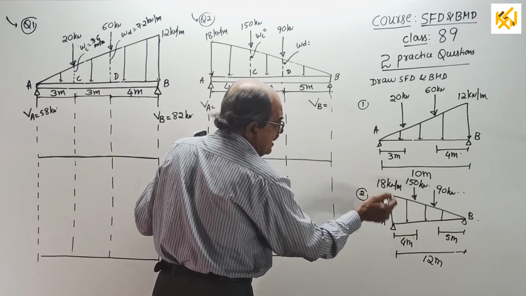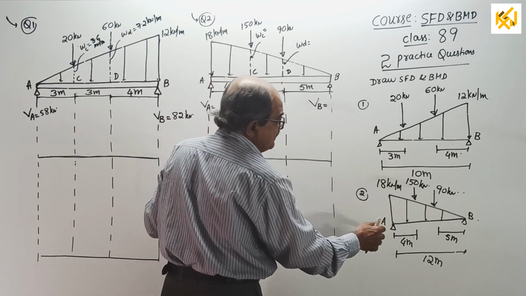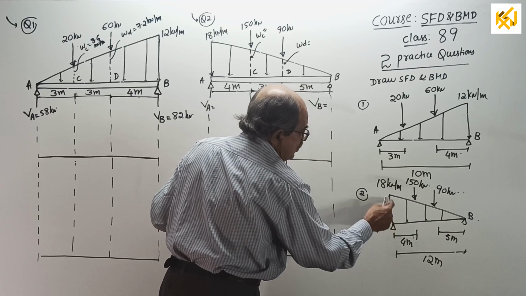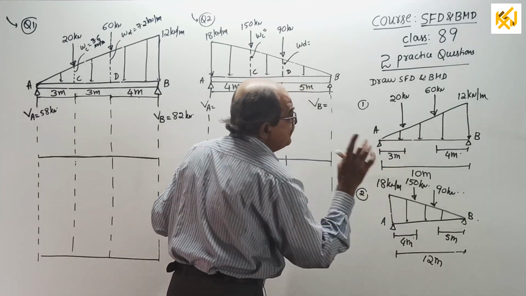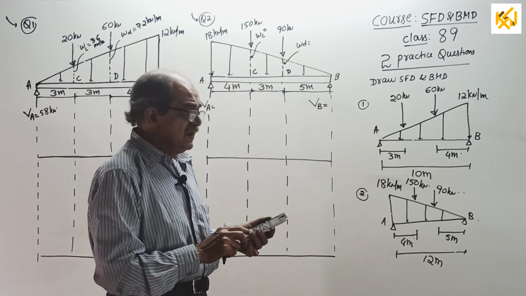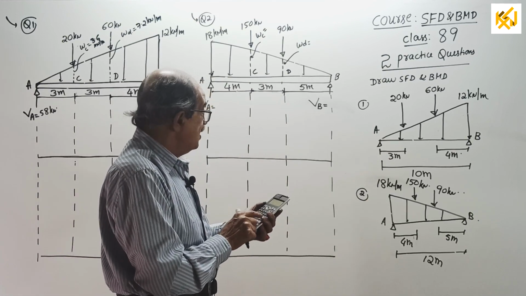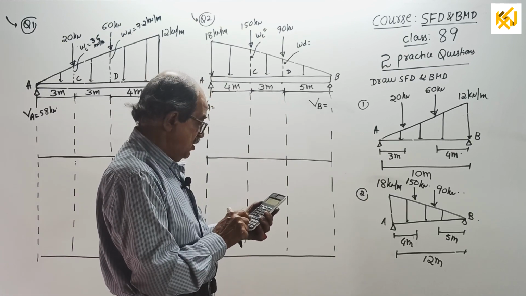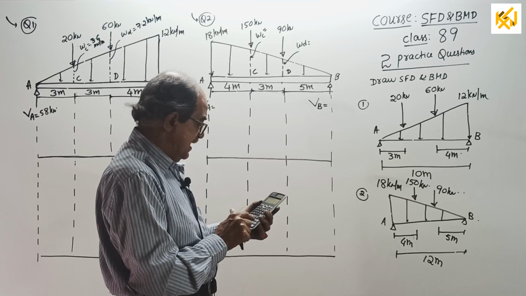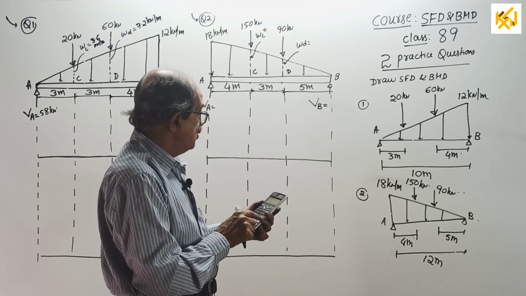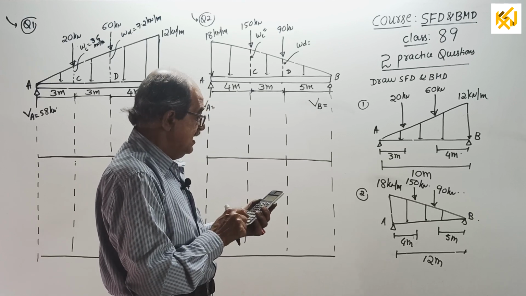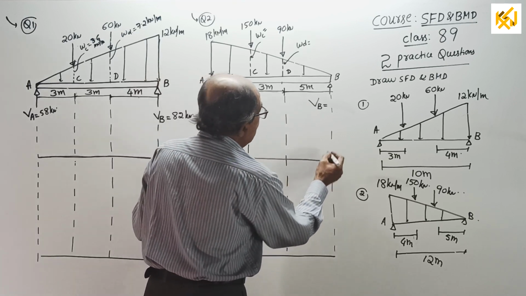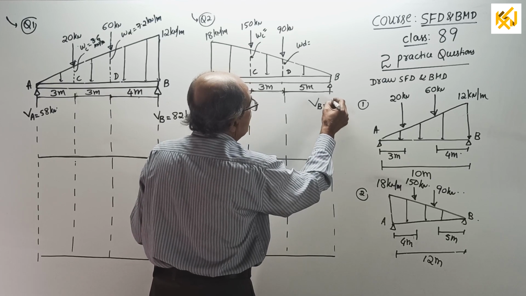Take moment about A. Same as last time, only change is that half into 12 into 18 into moment about A means there it was 2/3. Here it is 1/3. That is the only change. Get the reaction. I will calculate. 150 into 4 plus 90 into 7 plus half into 12 into 18 into 1 by 3 of 12 divided by 12. That reaction will come 138.5 kilonewton.